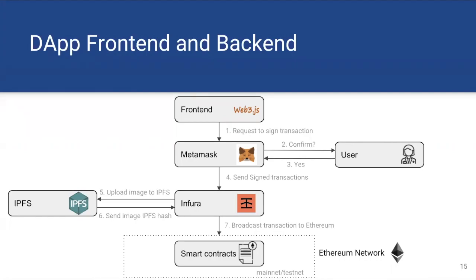MetaMask accounts were created to act as an e-wallet with a unique private key for every user. It also allows access to the Ethereum provider Infura. Infura manages the connection to IPFS and the interactions with the smart contracts and the Ethereum network. The smart contracts were created and deployed successfully in the Ethereum network.